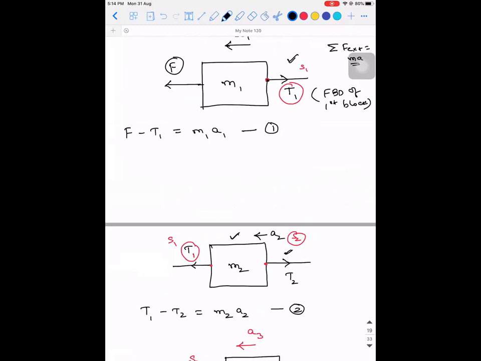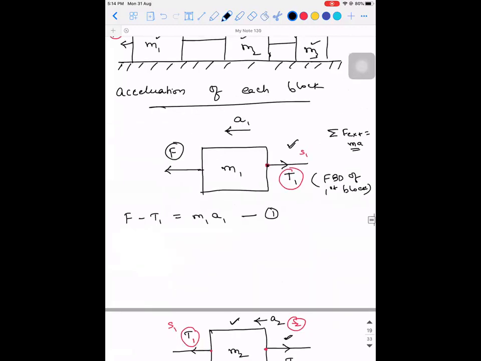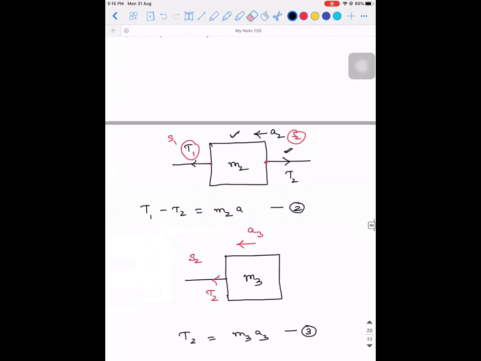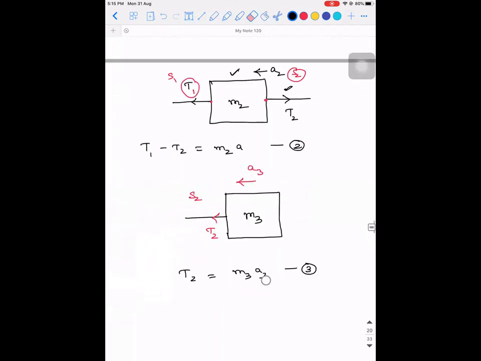The direction is right, everything is right. The reason I wrote it is so you will remember what mistake you are not supposed to make. Whenever you see the word that the string is inextensible, I'm repeating it, all the objects which are connected across the strings will have the same acceleration. Please make a note of it.